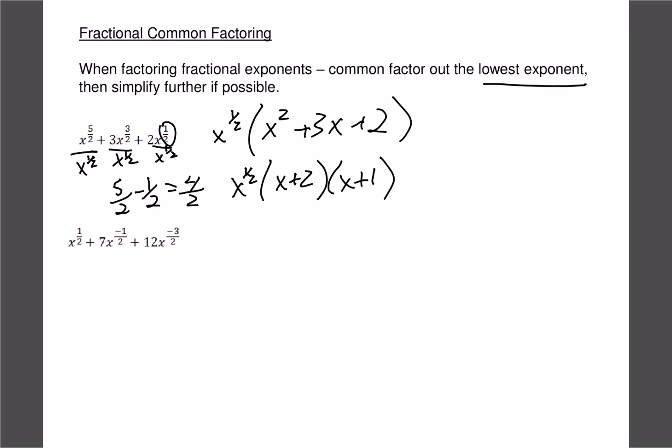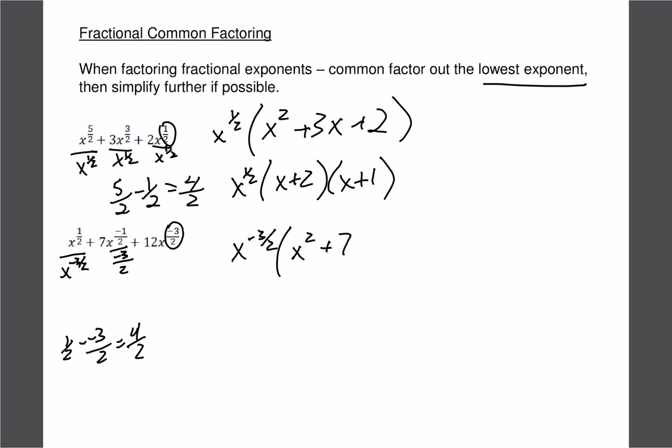So for this next one, we do the same thing, except in this case our negative 3/2 is our smallest exponent. So we want to divide by that. We're going to have 1/2 minus negative 3/2, which again will be 4/2. So we should get the same type of thing. We'd have x squared out front, and then we have negative 1/2 minus negative 3/2, which would be 2/2, so that should be our 7x. And our last one will cancel out, so we just get 12. Often when you're doing these, you should get a regular polynomial inside the brackets. If you don't, chances are you probably did something wrong. So again, if we use our sum and products, we could get 4 and 3.